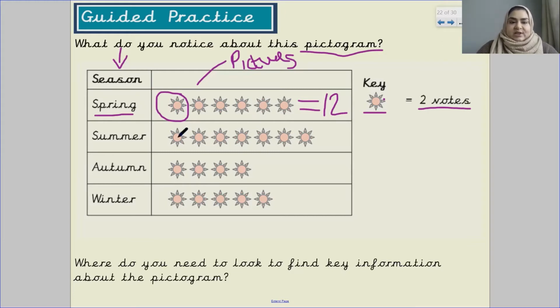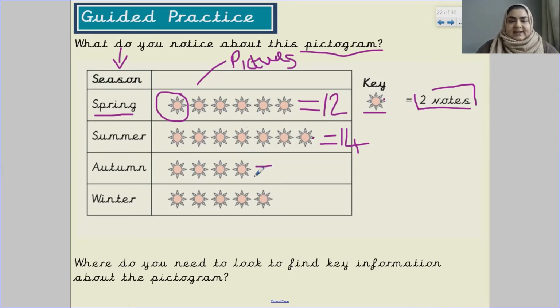Now let's count this together. 2, 4, 6, 8, 10, 12, 14. So 14 people prefer summer, and the reason I counted in 2s is because it's telling me in the key that 1 sun means 2 votes. Now let's count this. You count it.